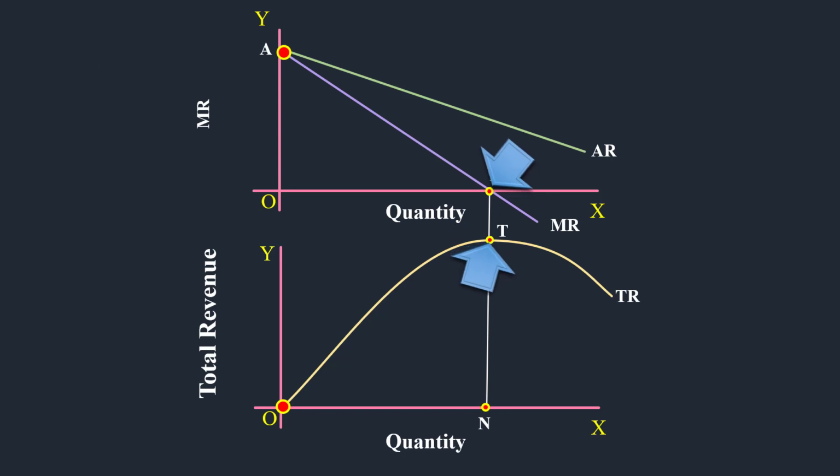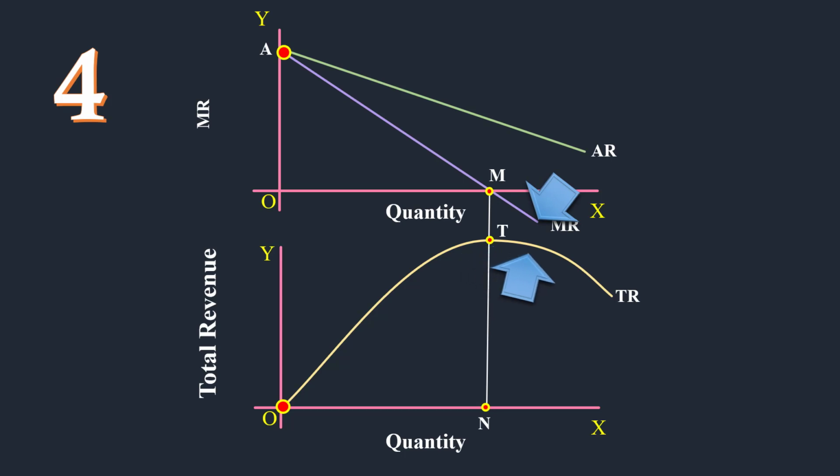4. When marginal revenue is negative, total revenue falls. Beyond the point M, marginal revenue becomes negative. Corresponding to this, beyond point T, total revenue is falling. Our answer to the question ends here. Tips. Find, is there any similarity between relation between total revenue, marginal revenue and total utility, marginal utility?